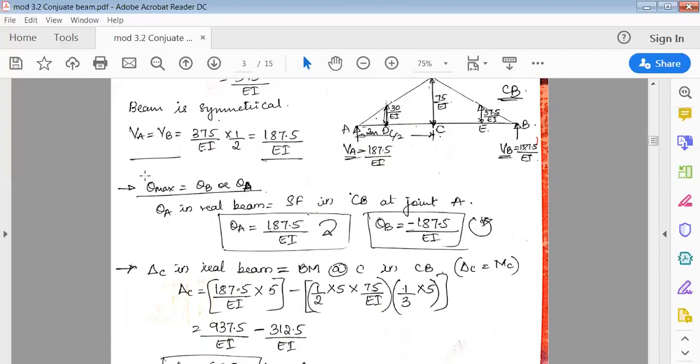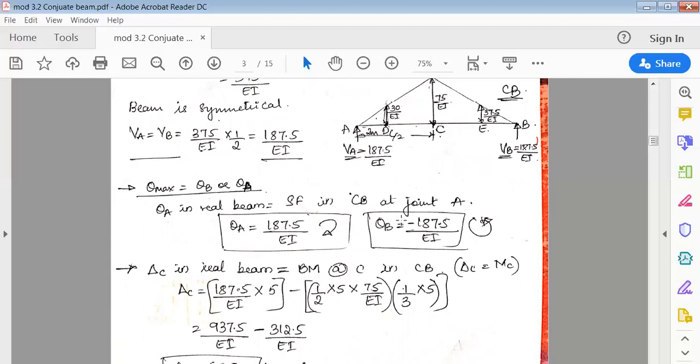When you solve this, we get VA and VB, which are nothing but the shear forces. Now we have to find theta A and theta B. First let's go with theta A. Again, write the formula. Theta A in the real beam is equal to the shear force in the conjugate beam at joint A. Shear force you have already found out, so theta A is nothing but 187.5. Again, the answer is positive, so this is clockwise.